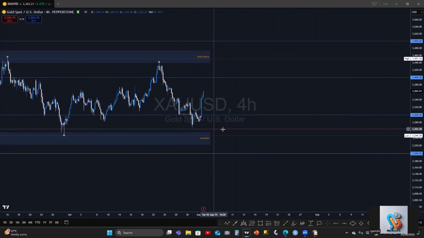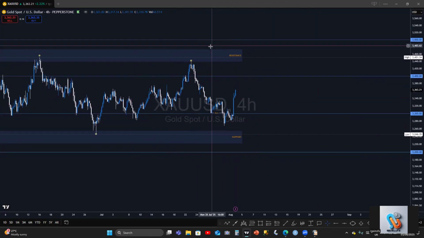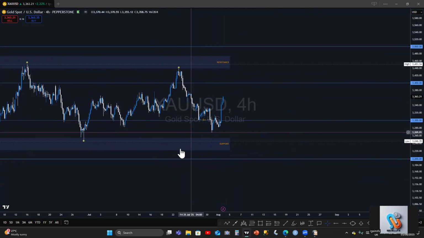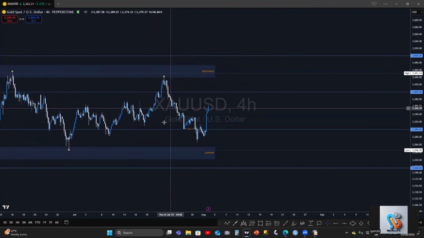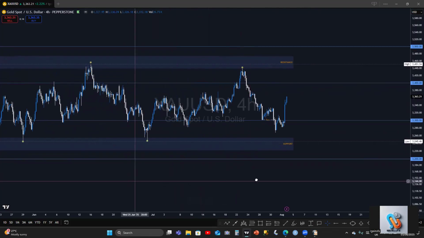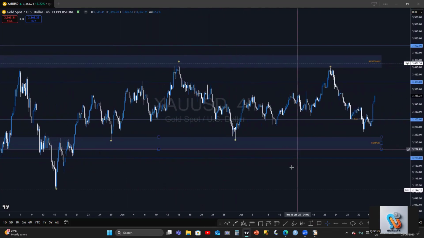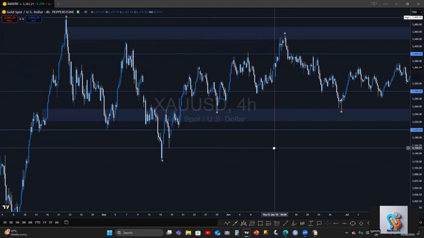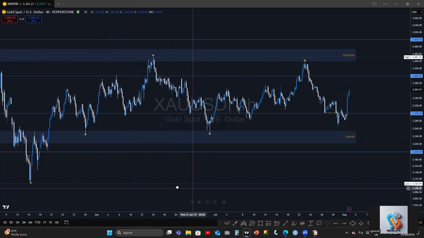So as far as I'm concerned, price is just ranging between here and here. Now, we are waiting for a breakout. But before that, if you are smart enough, you can always catch some moves from here. Just note that this is the range. This is the support level, and this is the resistance level. So price action enters this range.